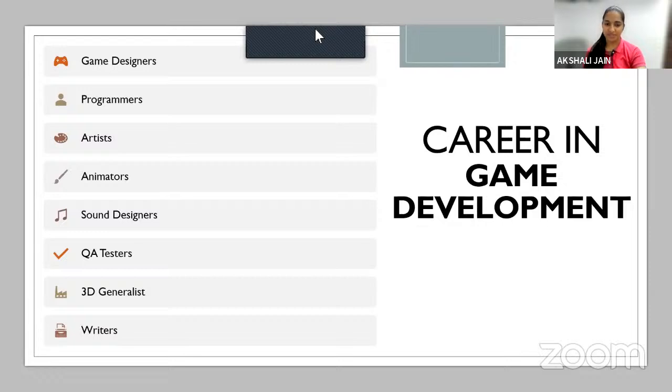For this, the first thing is programmer. If you can make your own logic, you can do your own problem solving. If you can build your own logic, then I suggest you go with programmers, where you can code and easily make your logic.